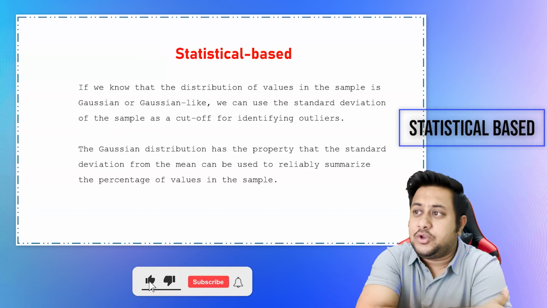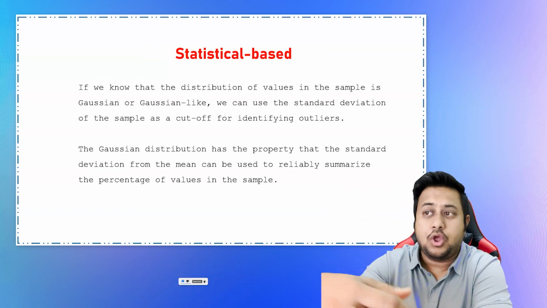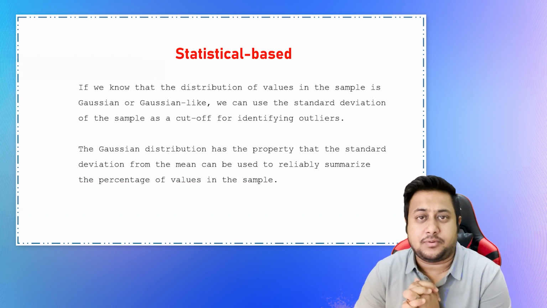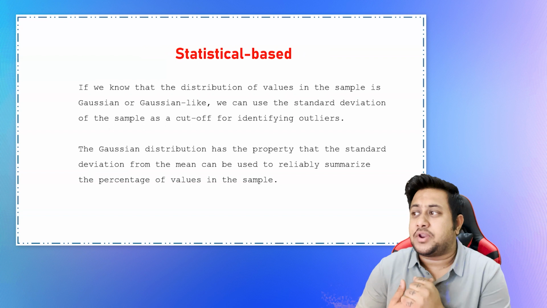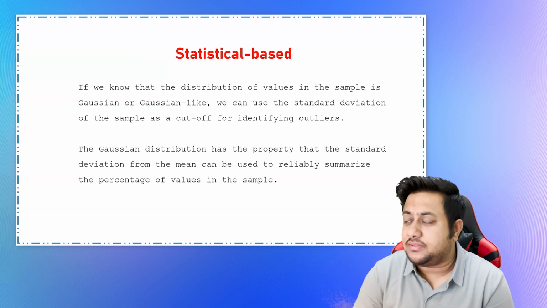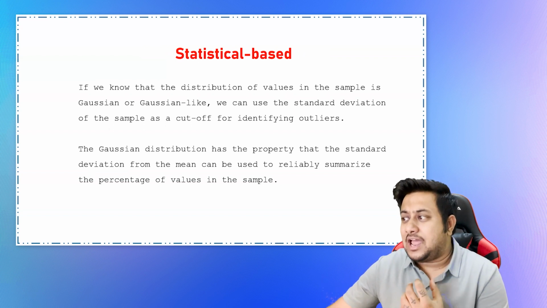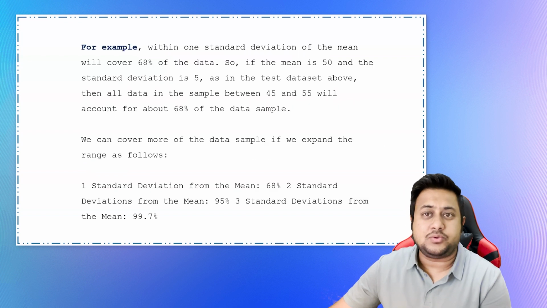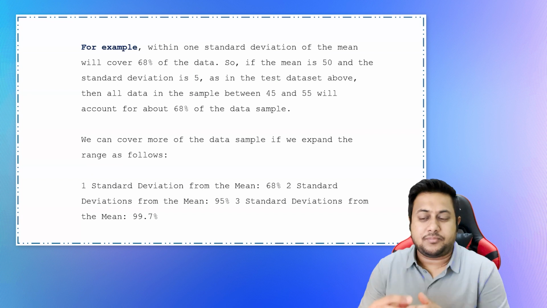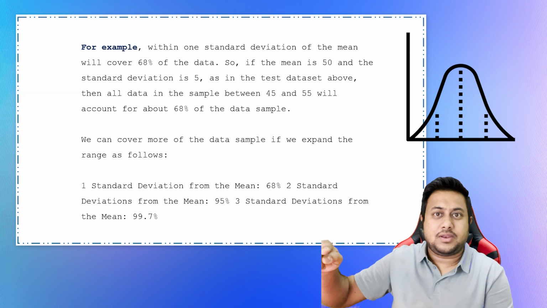Statistical based. If we know that the distribution of values in the sample is Gaussian or Gaussian-like, we can use the standard deviation of the sample as a cutoff for identifying outliers. The Gaussian distribution has the property that the standard deviation from the mean can be used to reliably summarize the percentage of values in the sample. For example, मान लो we are talking about bell curve, right? How does the bell curve look like? Bell curve looks like this, right?